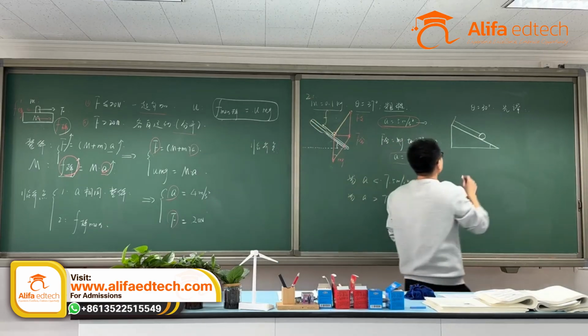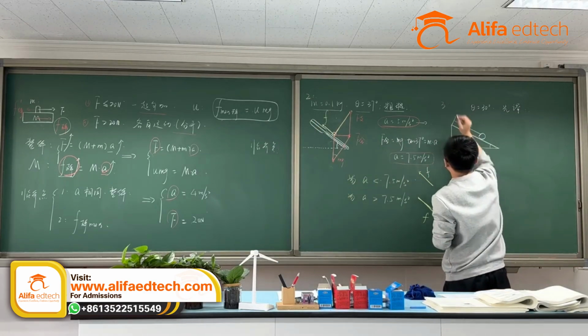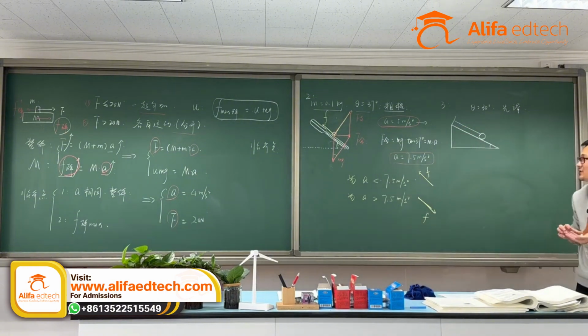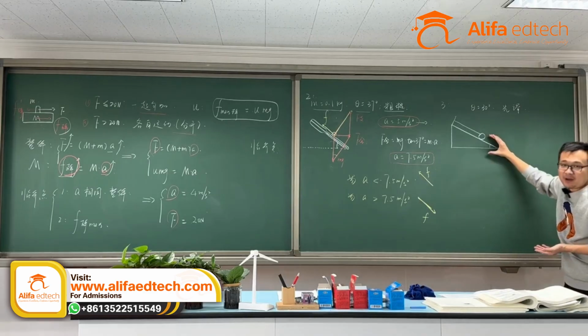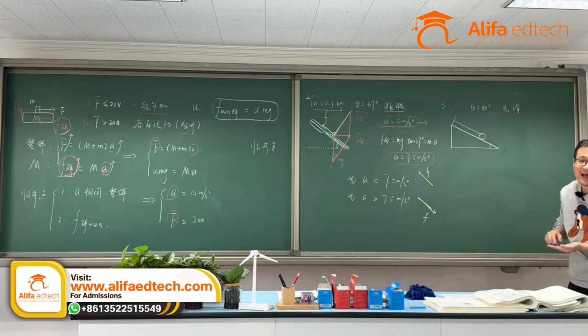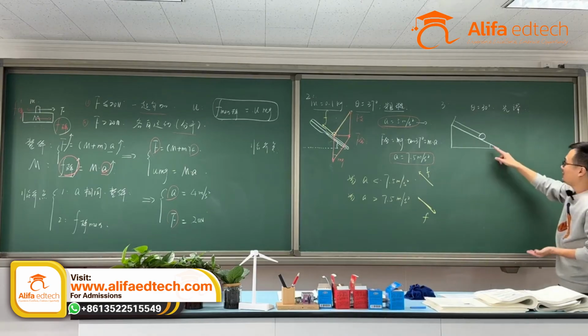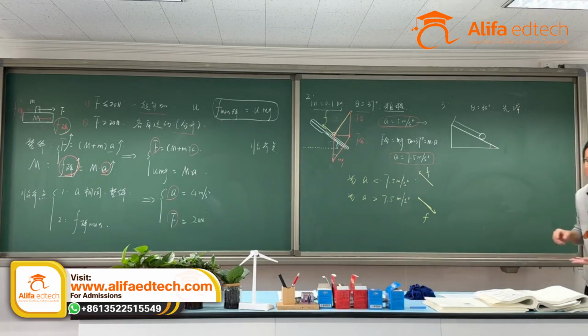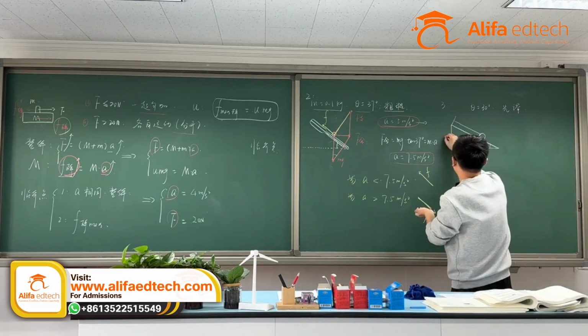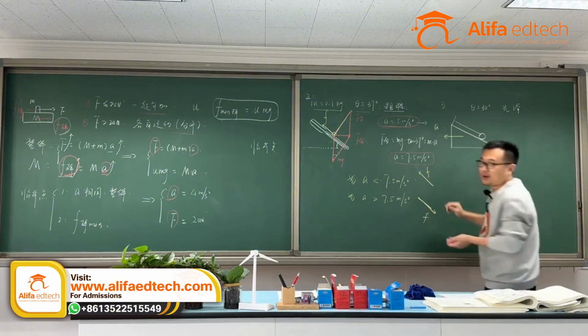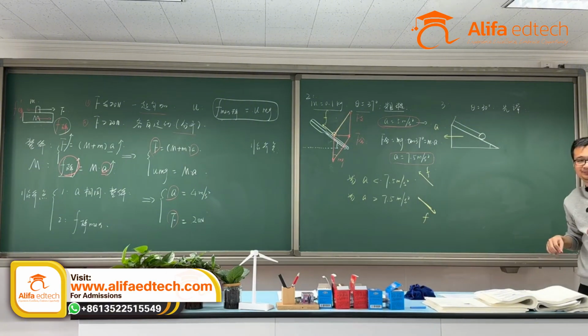So let's take a look at this problem, example 3. This example 3 is also an old problem from Beijing. This is a smooth inclined plane, and on it is a small ball with a mass of m. What is the angle of inclination? It's 30 degrees. The entire system is undergoing uniformly accelerated linear motion with an acceleration to the left. What are we asked to find? We need to find the magnitude of the tension and the normal force on the small ball.